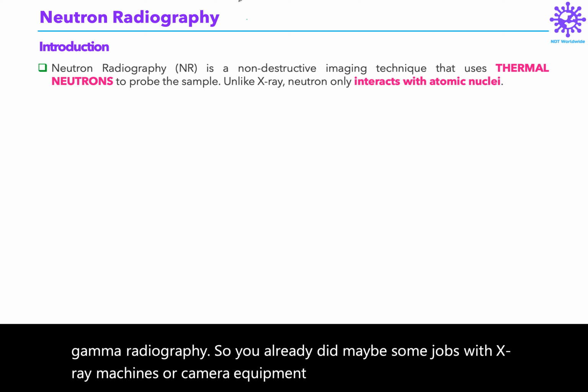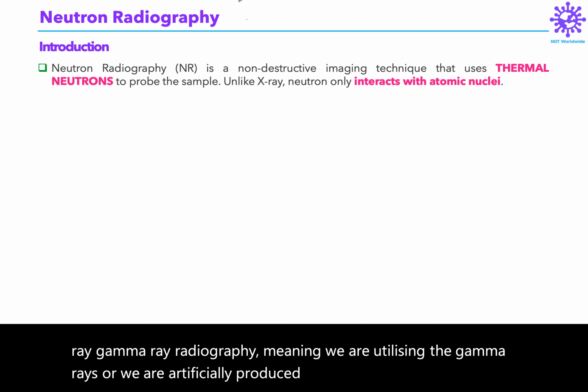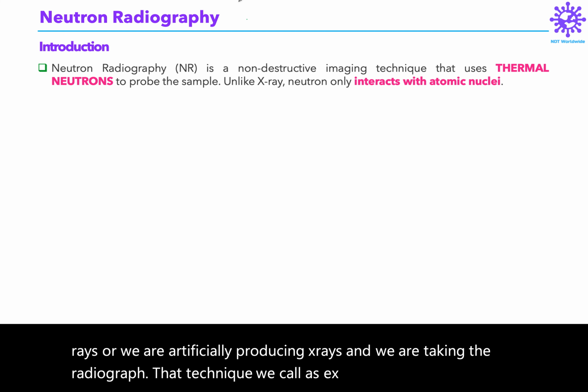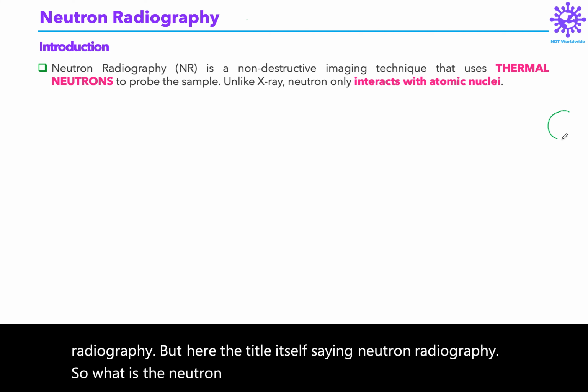We call it gamma ray radiography, meaning we are utilizing gamma rays, or we are artificially producing X-rays and taking the radiograph. That technique we call X-ray radiography or gamma radiography. But here the title itself says neutron radiography. So what is a neutron? It is nothing but a nuclear particle.